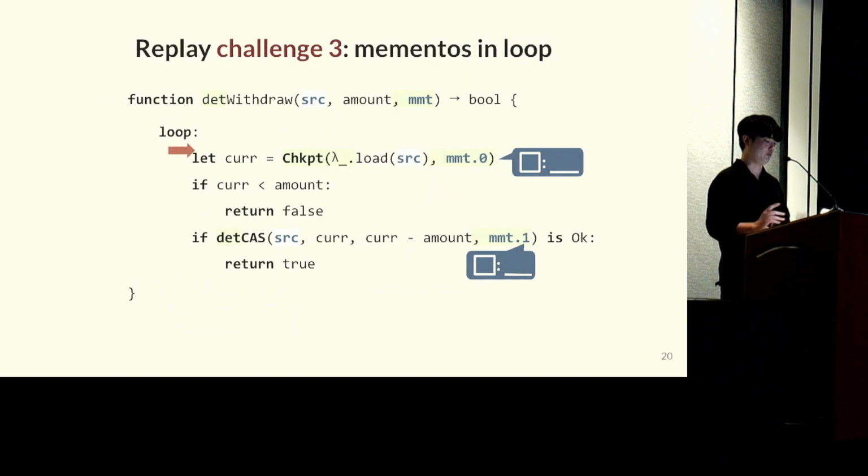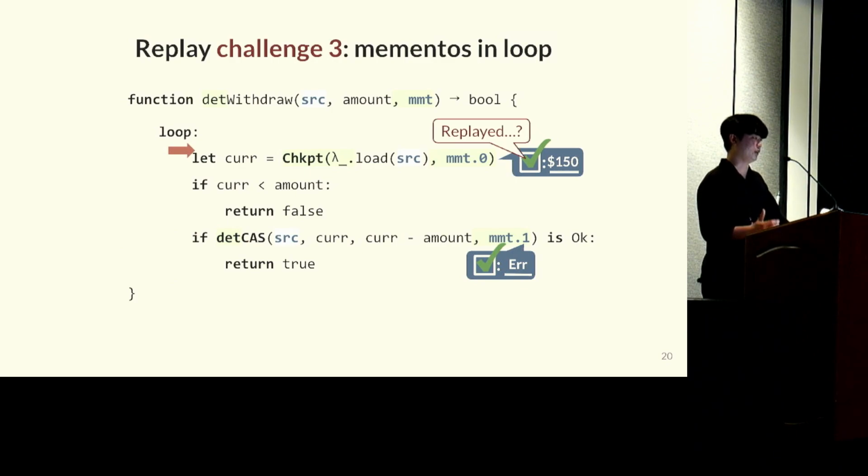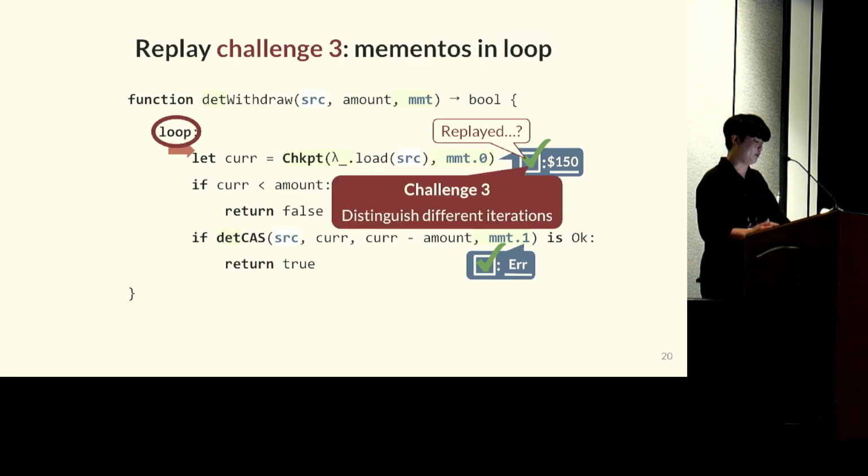So far, we've checked the Memento for replay. But what happens when we are dealing with loops? For instance, let's suppose that the compare and swap fails. So we loop again, but should the Memento replay? If so, it'll lead to an infinite loop. So while looping a Memento function, we must be able to continue executing by distinguishing each iteration.